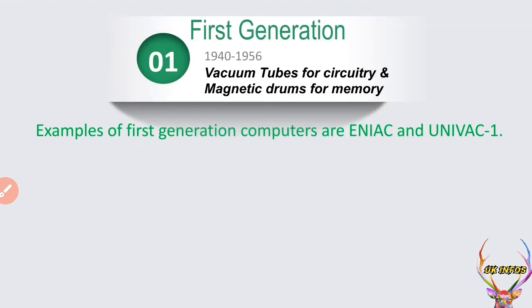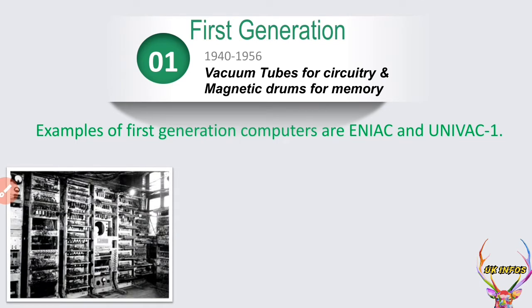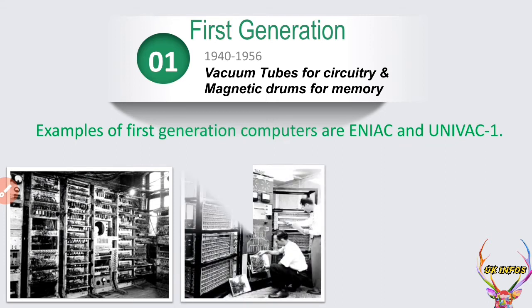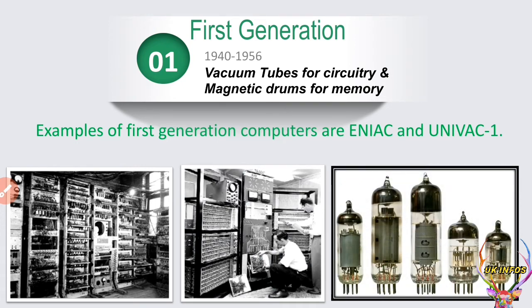Now I will show you the first generation of the computer. Look at this picture. It's very big, so we have to maintain one full room, an entire room, for the computer. Look at this, it is also a first generation computer. This is called vacuum tubes.